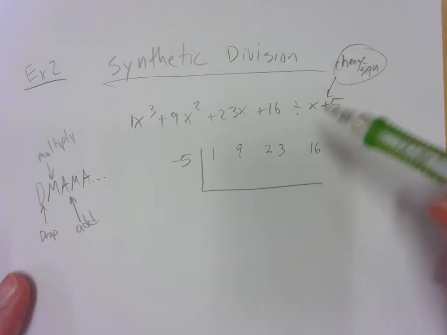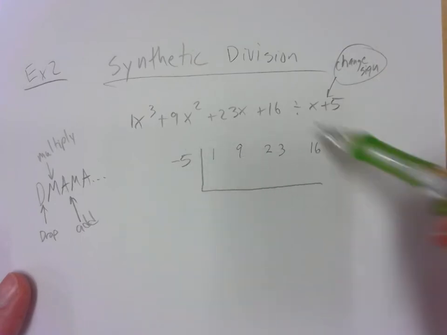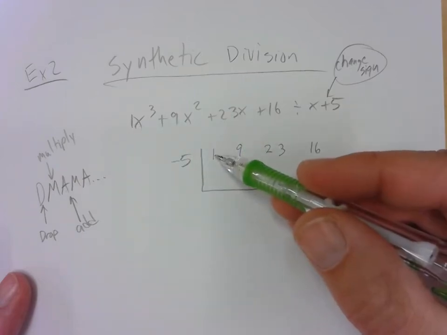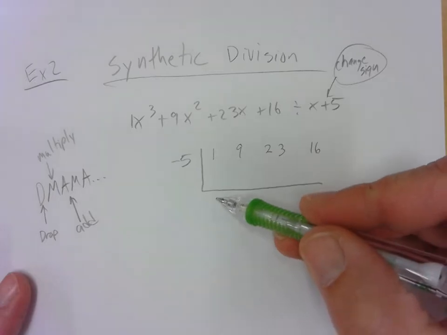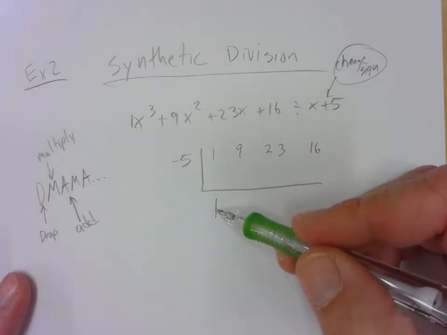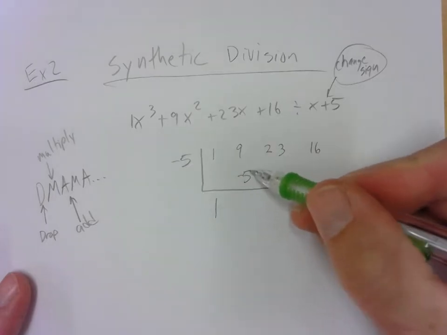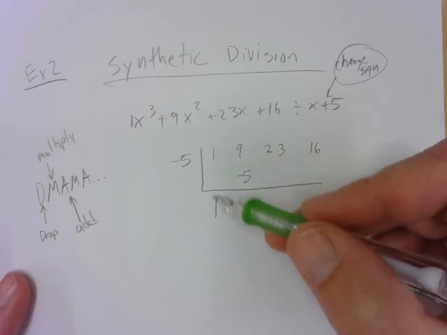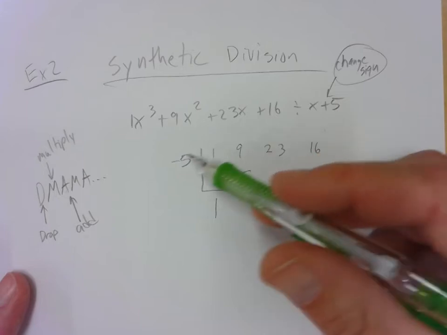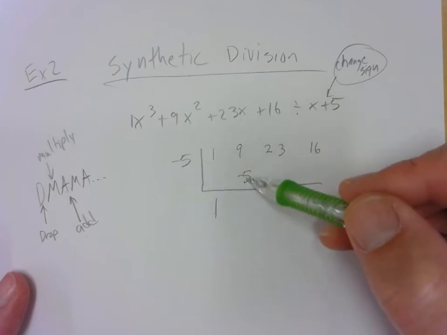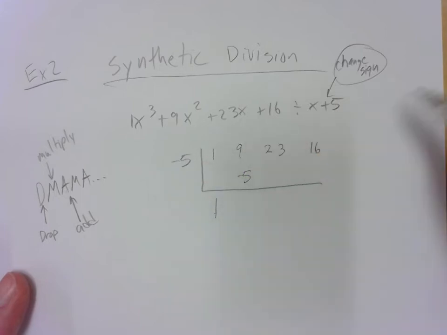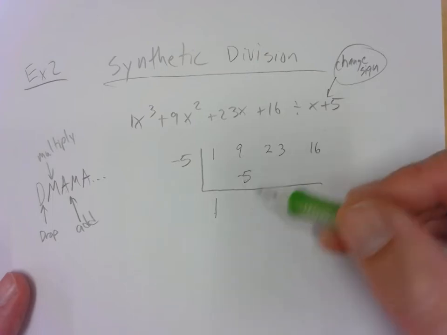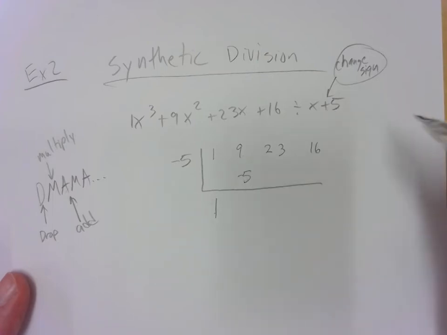Okay, so here we go. 1, 9, 23, 16, change the sign there. We drop the first number down. It's like priming the pump. We multiply these two together. We place the answer there. And then we add, because we just dropped, we multiplied, put the answer here. Now we're adding these two together. So instead of subtracting every time, I'm adding every time, but I achieve that by changing that sign.